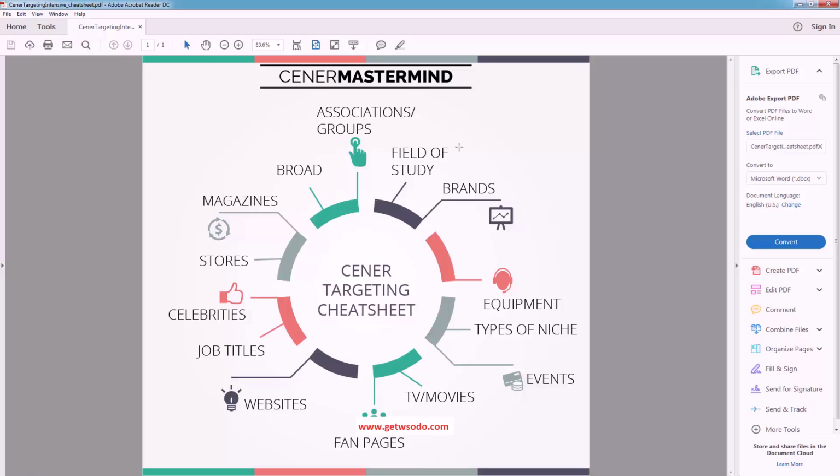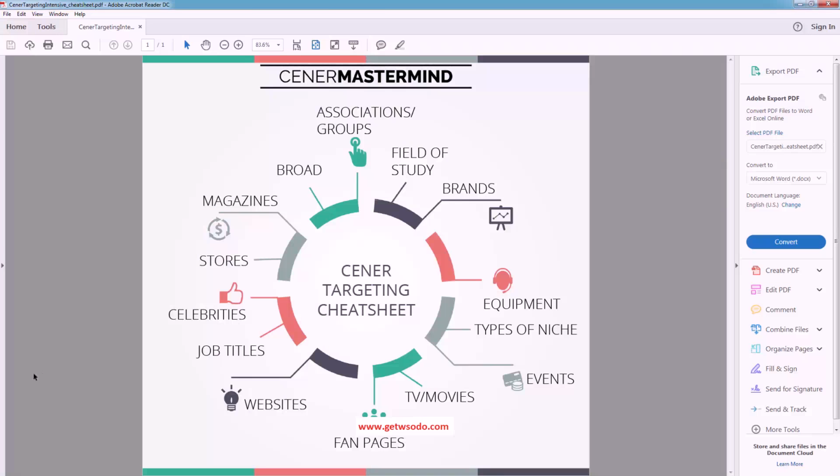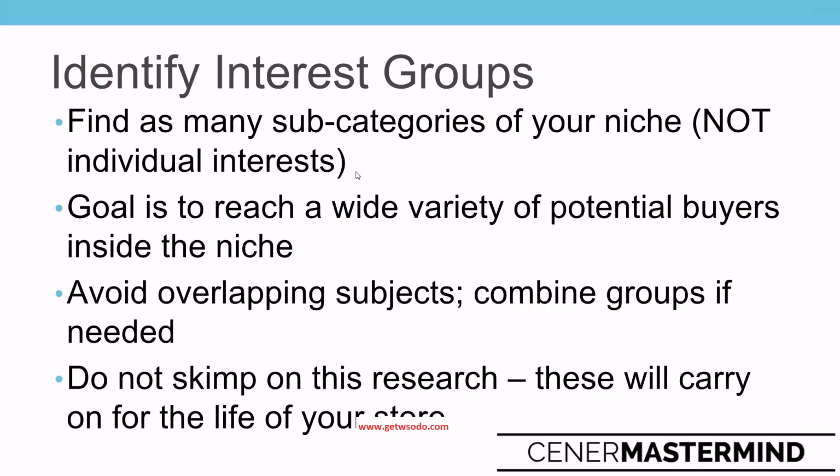So we're trying to identify as many of these interest groups as we can. Number one, identify the interest groups. Our goal is to reach a wide variety of people in the niche, a wide variety of potential buyers. And that is illustrated right here. These are all different groups of potential buyers. People that like cat TV shows and movies might want to buy our cat products. People that like cat websites might want to buy our cat products. These are ways to break down our niche and give us the ability to test out a wide variety of people without spending a lot of money, right? That's the idea of the interest group strategy.